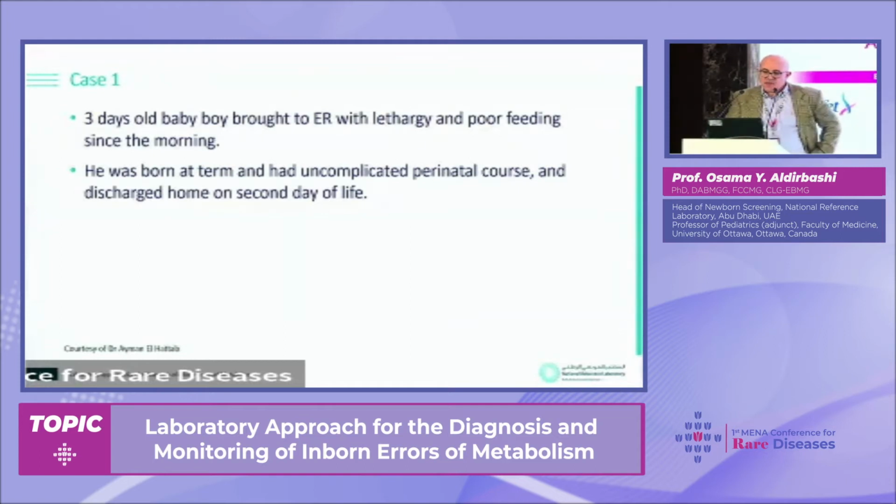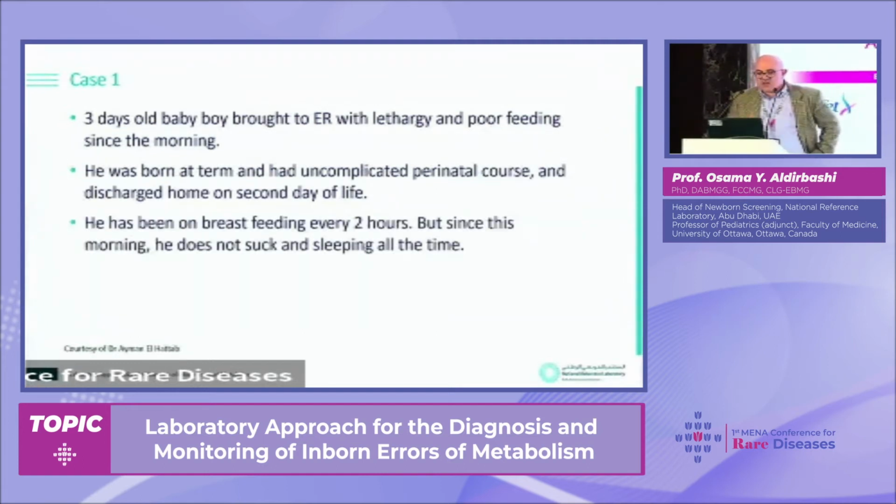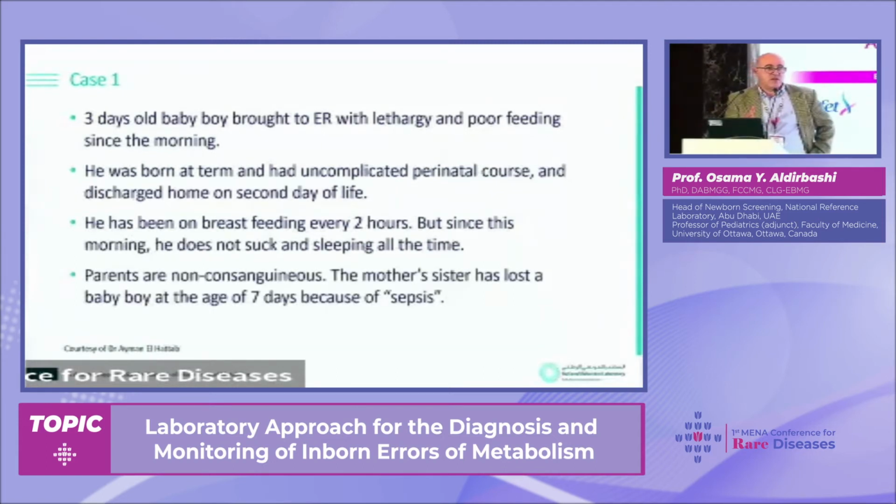Now, the baby boy was breastfeeding every 2 hours, but since this morning, he did not suck, or he was sleeping all the time. So this tells you that something is really ongoing. And then the parents are non-consanguineous. And it is important here to know that although there is no history of consanguinity, some disorders can be inherited, not necessarily in an autosomal recessive manner.